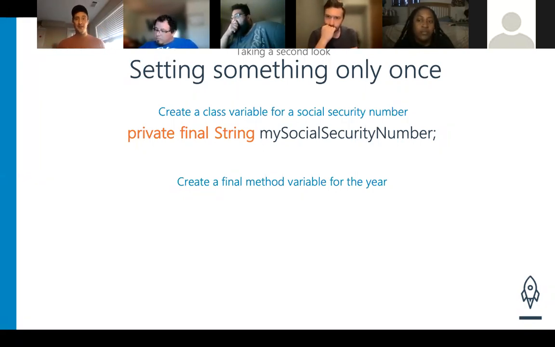Create a final method variable for the year. This means that we want a variable within our method that will not change, because final is going to be there. So if it's a method variable, do we need an accessor? If it's in a method, do we ever put accessors within our methods? No, we will not put accessors ever within methods.